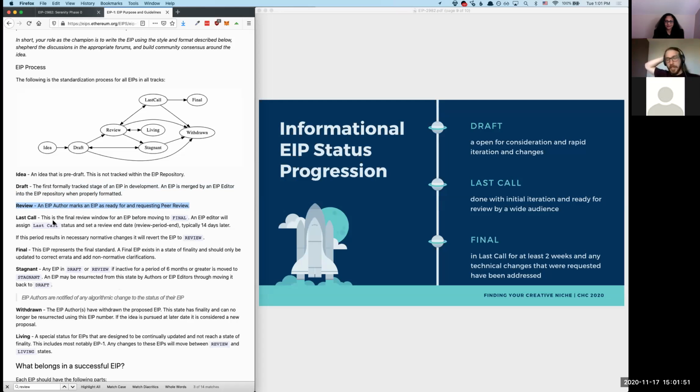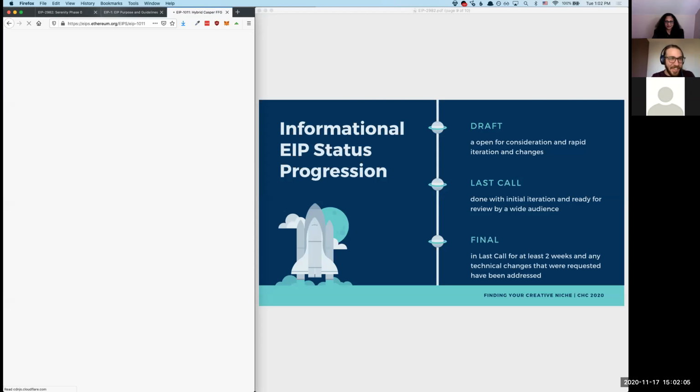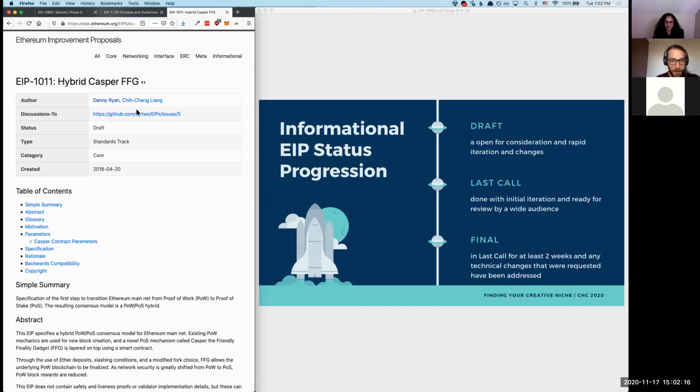Gotcha. So I would say that probably 2 weeks ago when we cut these version 1 releases, we probably should have moved it to review, and then right about now should have moved it from review to last call. So I might skip that one this time. But I also am realizing that EIP 1011 should probably get moved to stagnant, or maybe withdrawn. Yeah, I should probably move 1011, which has been deprecated for multiple years now, to withdrawn.